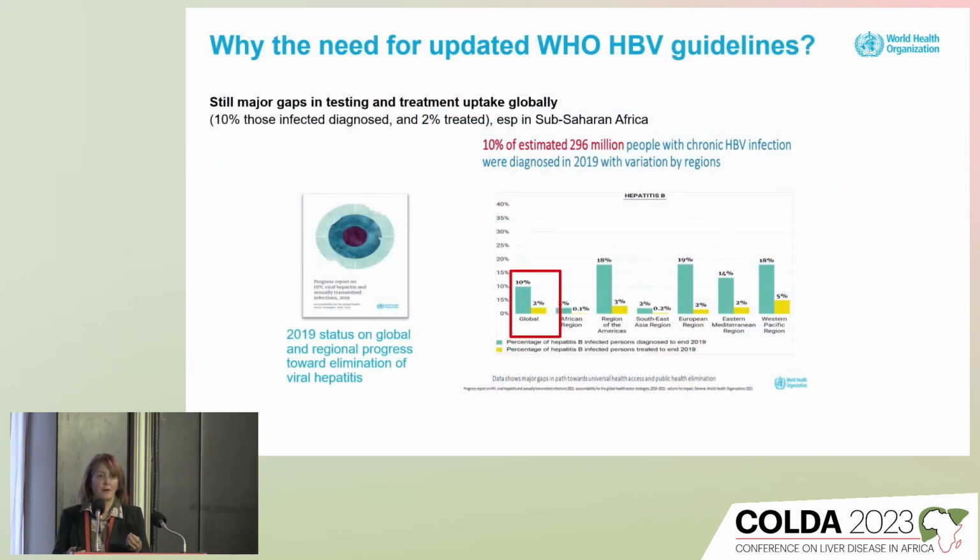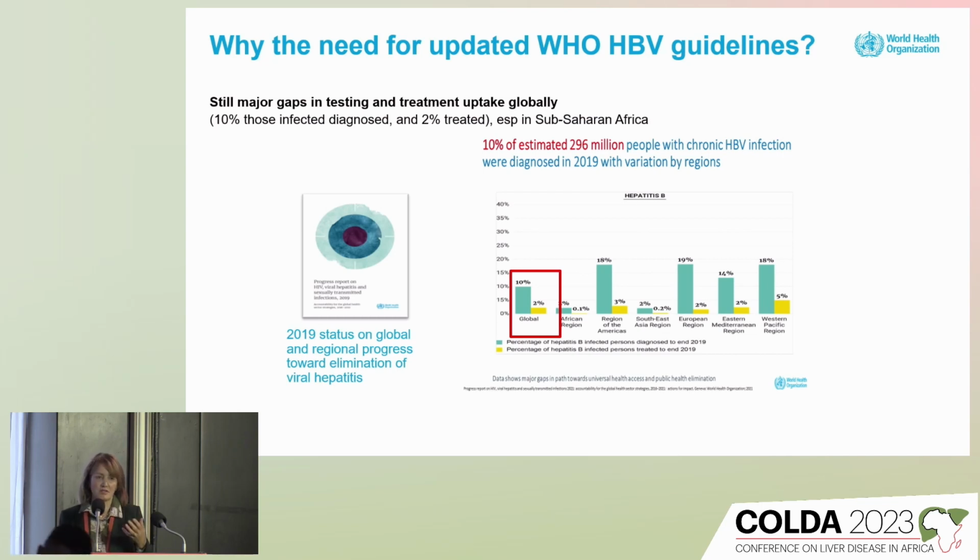So why the need for updated hepatitis B guidelines? Well, I think a major imperative is that globally we still have a significant testing and treatment gap with hepatitis B. Less than 10% of those estimated to be infected of the overall 296 million have been tested and diagnosed, and only 2% treated, but with significant variations across the region. And bearing in mind the denominator is of those estimated to be in need of treatment, so it's not all of the Hep B surface antigen positive.